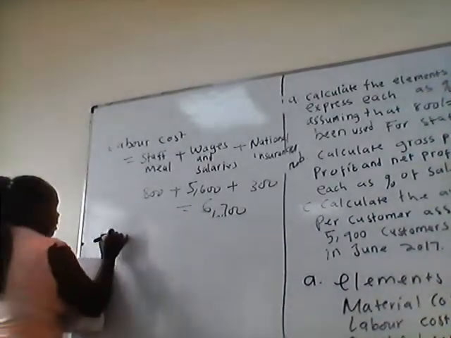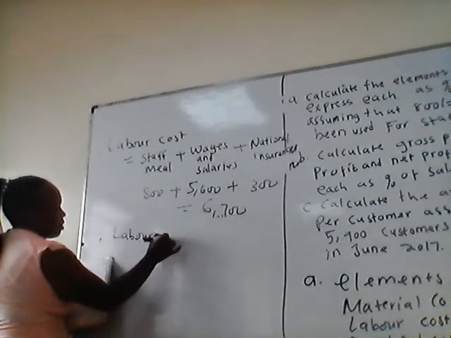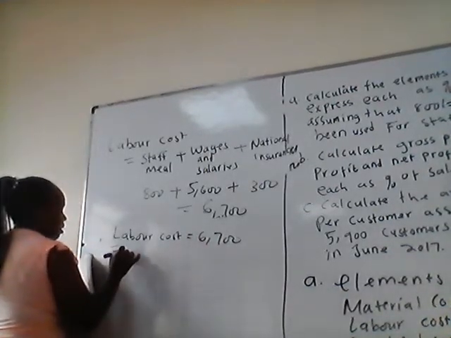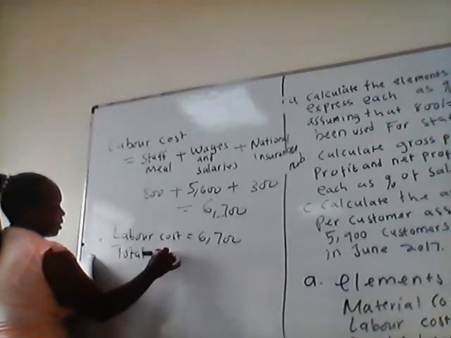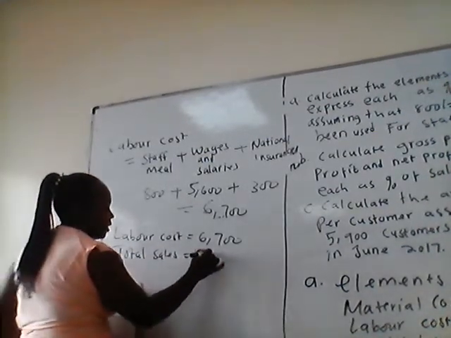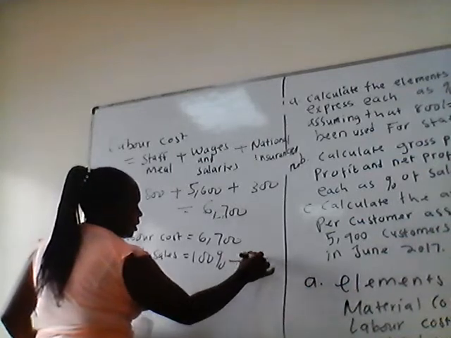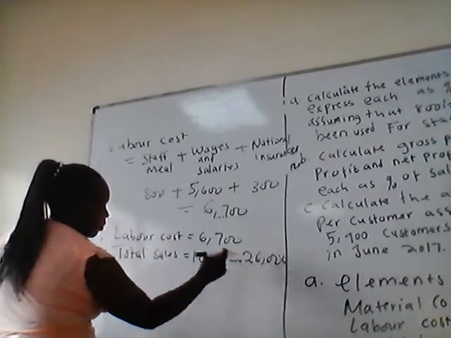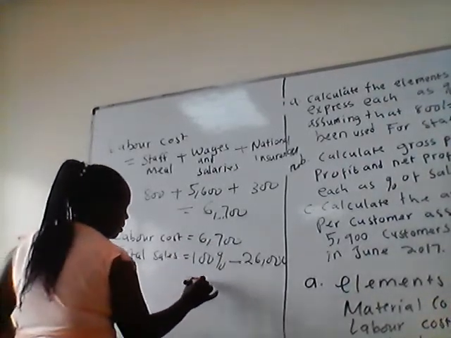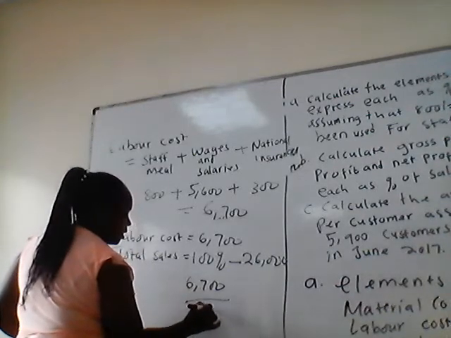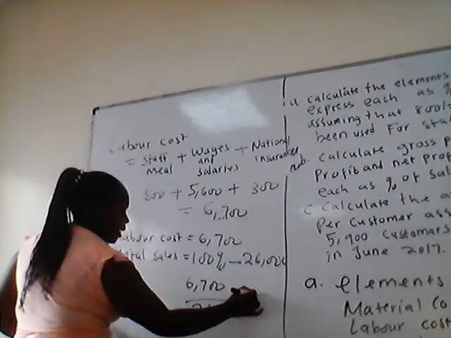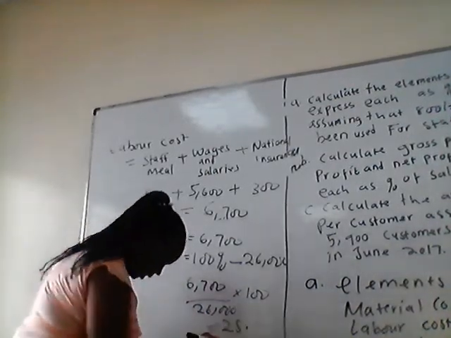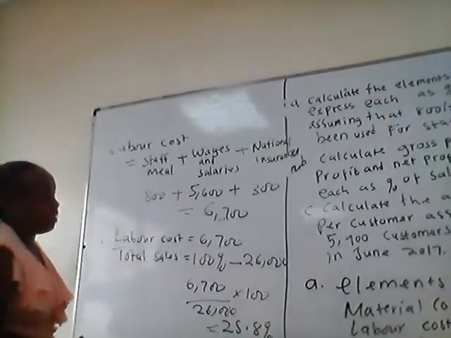So we know the labor cost is equal to 6,700. Total sales is equal to 100%, which is the same as 26,000. So you ask, if 100% is the same as 26,000, what about 6,700? So it will be 6,700 over 26,000 multiplied by 100. When you calculate that, you'll get 25.8% as a percentage of sales.